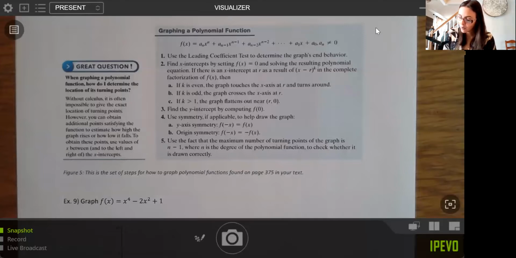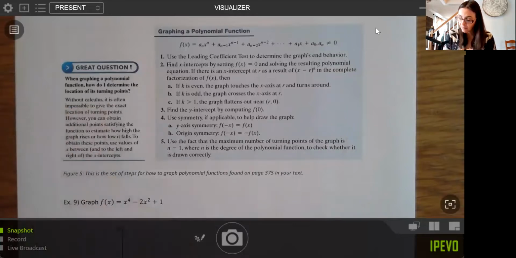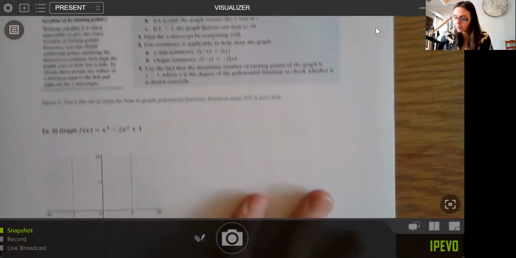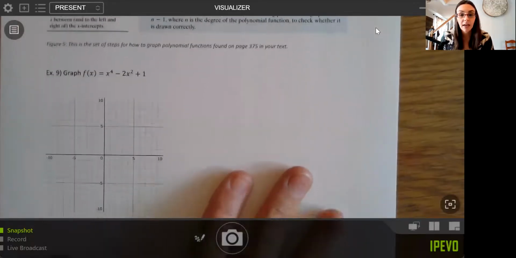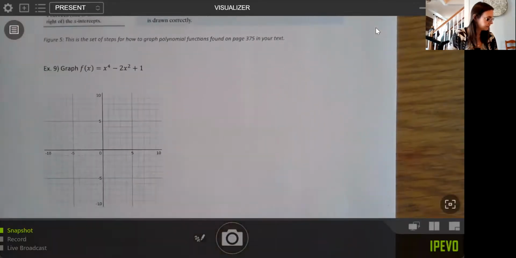As I mentioned before, without calculus, it's very, very difficult, if not impossible, to get exact locations for turning points. However, you can obtain additional points of the function to estimate how high or low the graph falls by plugging in values, right? So you can plug in different x values if you need to. You can always plug in extra points when graphing. So let's try an example or two and kind of go through some of that procedure here.